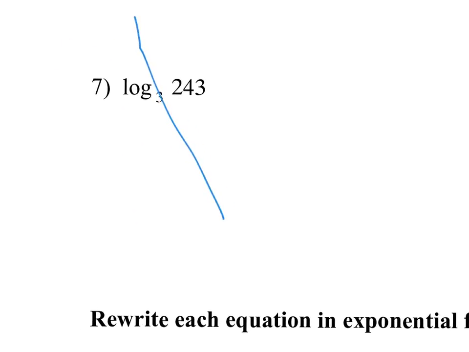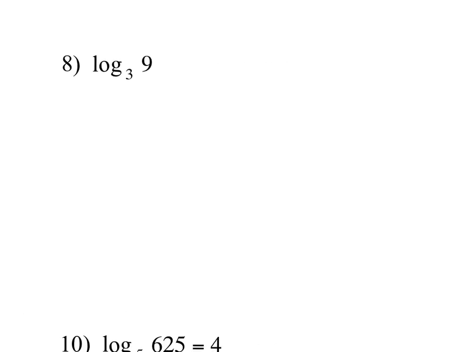Number 7, log base 3 of 243. Well, we just so happen to have done this. 3 to the 5 is 243, therefore this is 5. Number 8, log base 3 of 9. Well, since 3 squared is 9, the answer to this is 2.